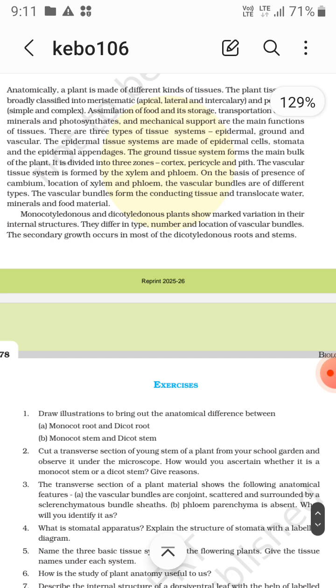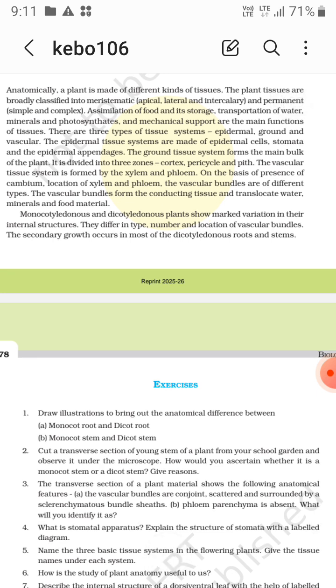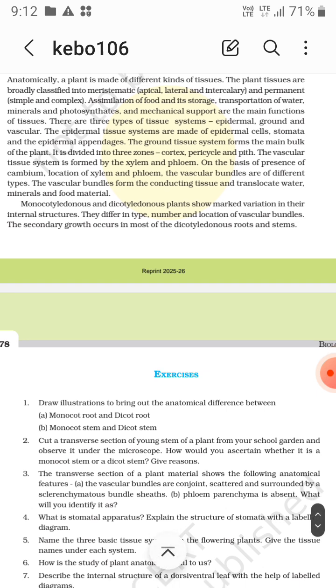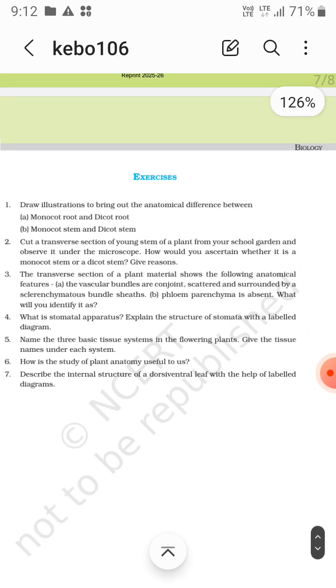Now monocotyledonous and dicotyledonous plants show marked variation in their internal structures. They differ in type, number, and location of vascular bundles. The secondary growth occurs in most of the dicotyledonous roots and stems. Even in the roots of dicot there is secondary growth seen, and in the stem normally it does.